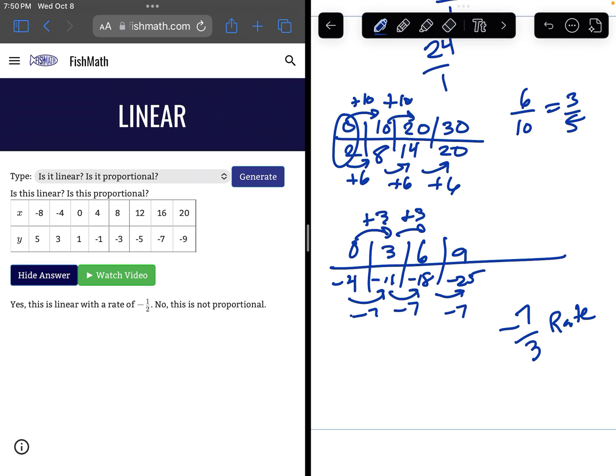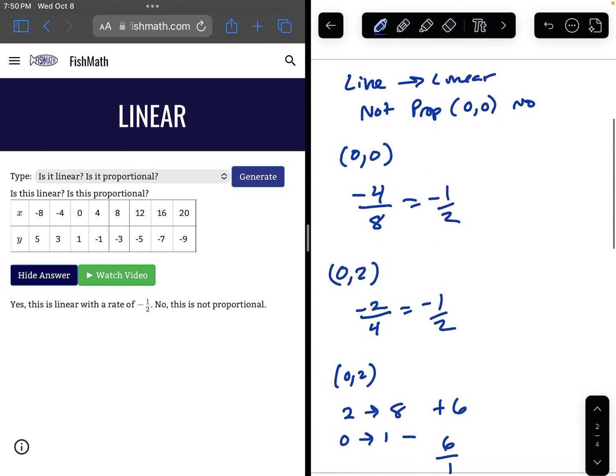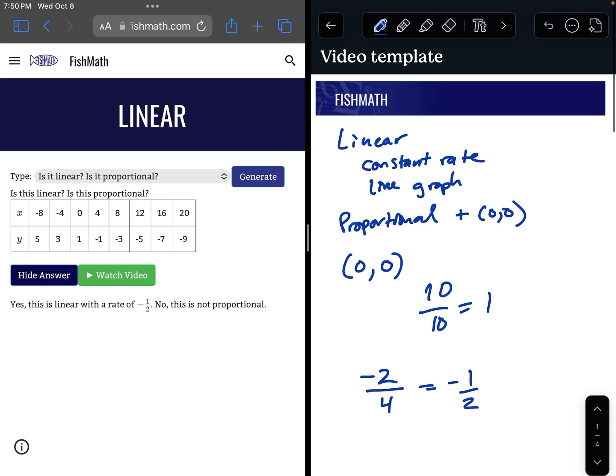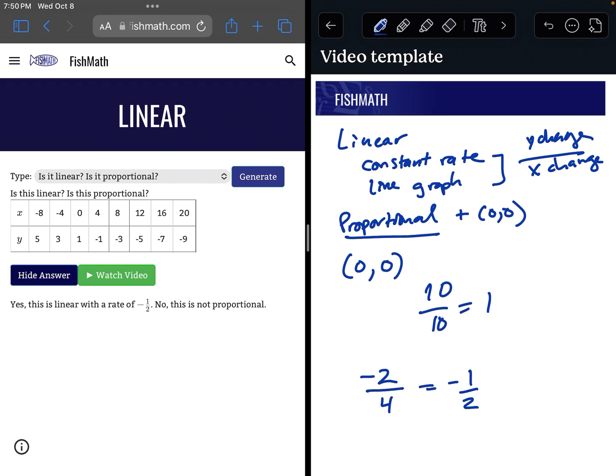So we can tell basically from a table or a graph. Again, if we go back here, it's linear if it has a constant rate. And that's the y change divided by the x change. You can't just look at one of them. You've got to look at those two together, the changes. And then on a graph, it's a line. And proportional means it's a line that goes through 0, 0. Then it's proportional.